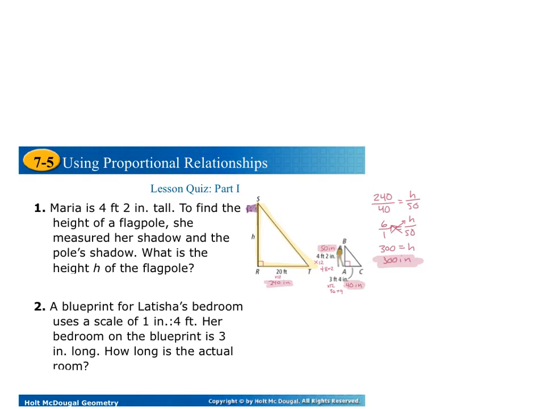Okay, number 2. A blueprint for Letitia's bedroom uses a scale of 1 inch to 4 feet. Her bedroom on the blueprint is 3 inches long. How long is the actual room? So I put 1 inch, and I converted the 4 feet to inches, so I put 1 to 48. Remember, for scale drawings, we don't even need to convert, so we can just leave it. We can have 1 inch over 4 feet, and that needs to be equal to inches over feet.